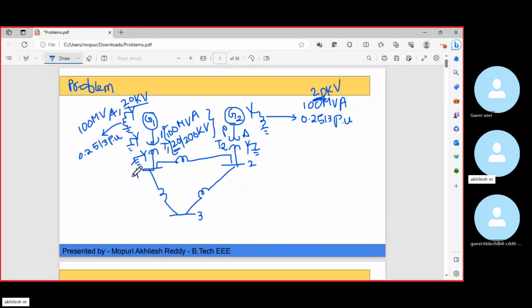Now, this is the first bus bar and this is the second bus bar. So between bus bar 1 and bus bar 2, we are having this, which is having a base of 100 MVA.